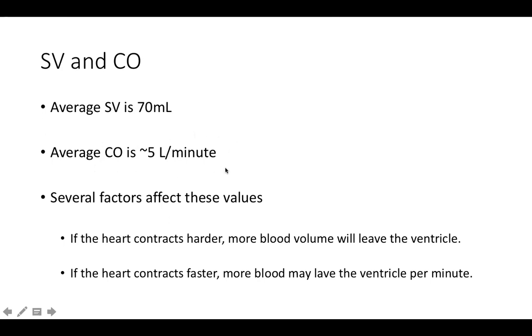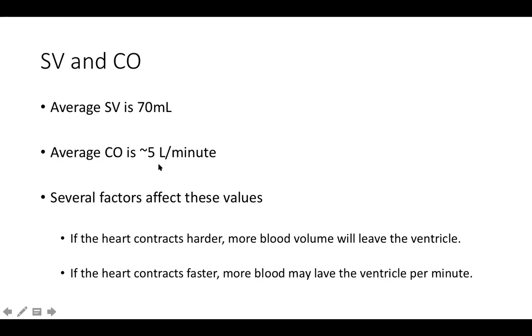There's obviously things that are going to change that, but in general, a healthy human on average has a cardiac output of 5 liters per minute. So one of the factors that can change the cardiac output is, imagine that the heart is contracting harder. If it contracts with more force, that means that more blood will leave the ventricle per beat. And if you have more blood leaving the ventricle per beat, that means that your cardiac output will increase.